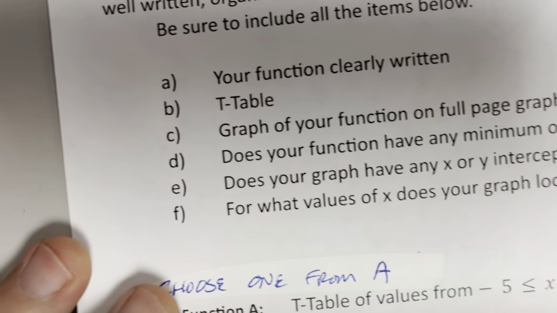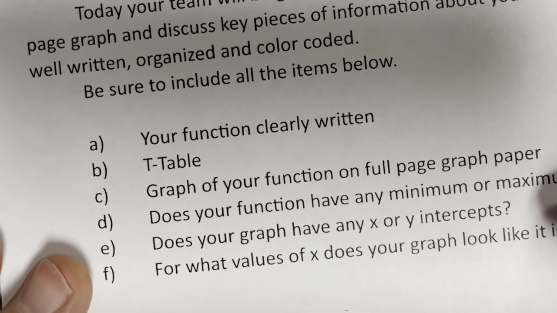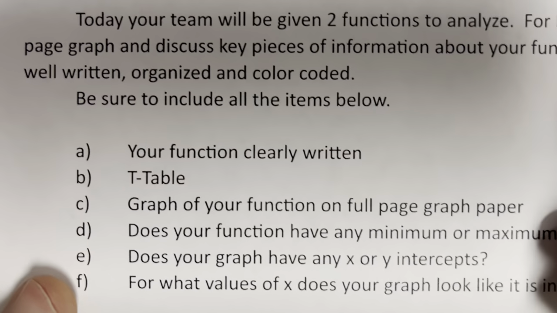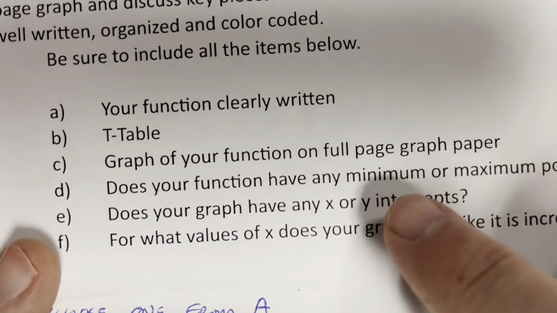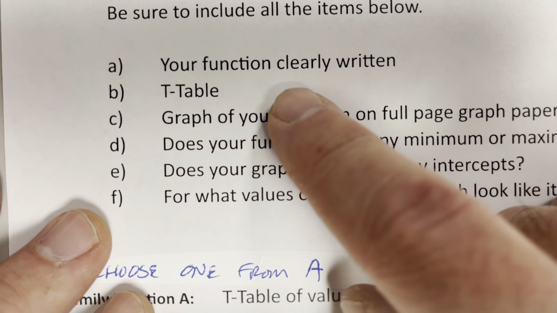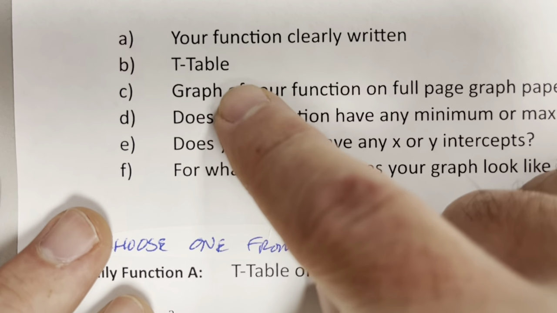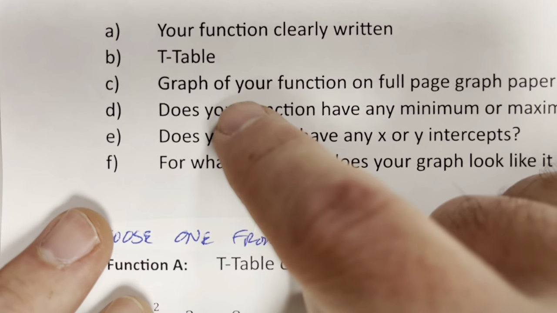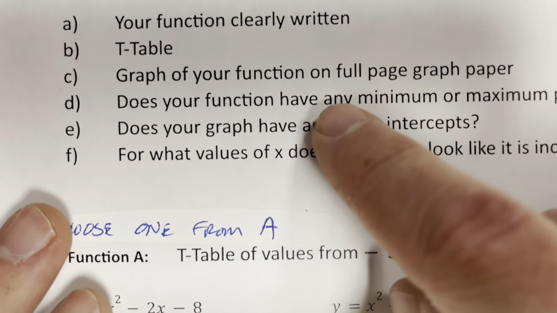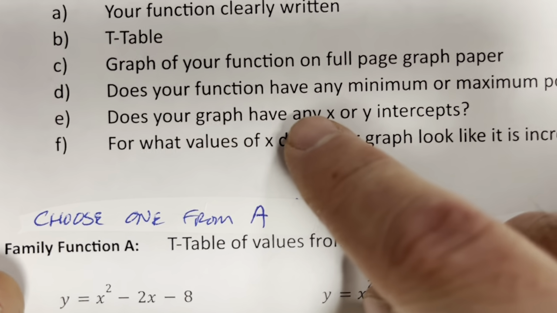And your group, I'll tell you in a second how many people. Here's the main part of this. Your function is going to be clearly written. You're going to have a t-table of your function, and I'll go through an example of that. We're going to graph your function on a full-page graph paper. That's what I just showed you. And then you're going to answer these questions.